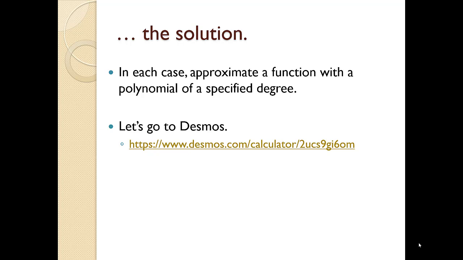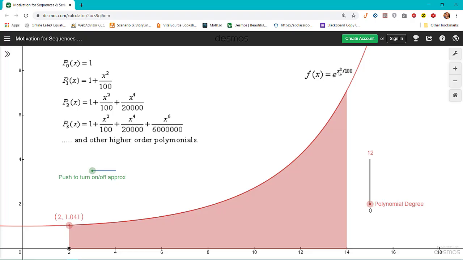In many cases, the idea is to approximate the function with a polynomial of a specified degree. By then increasing the degree, we hope that we increase the accuracy of the approximation. So here is Desmos, and you'll notice that I'm using the function e to the x squared divided by 100, as this is a function we mentioned just moments before as a function that's very hard to find its antiderivative.